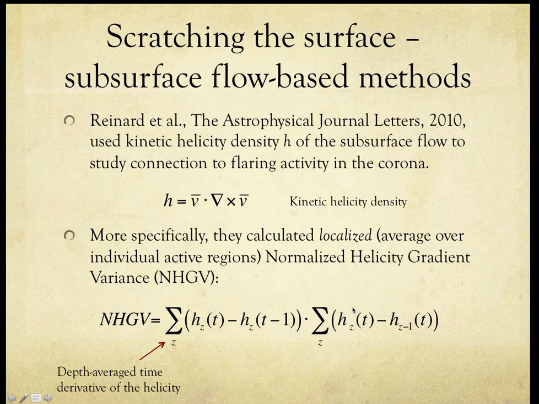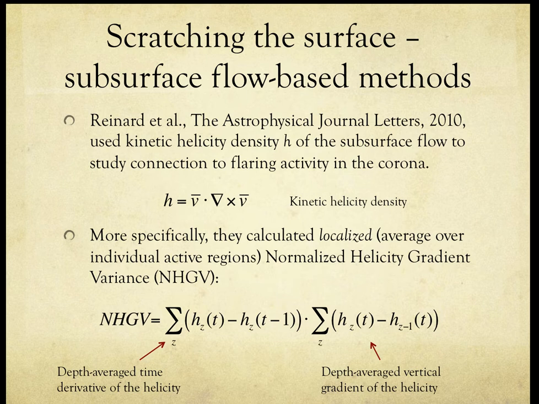Then they also calculated the vertical gradient of the average kinetic helicity density. And again, kind of depth-integrated this vertical gradient of the helicity density, and then multiplied this with the first component of the parameter. So this is kind of a measure of how much change there is in the kinetic helicity density, both in temporal sense and in spatial sense, in these subsurface flow maps, okay?